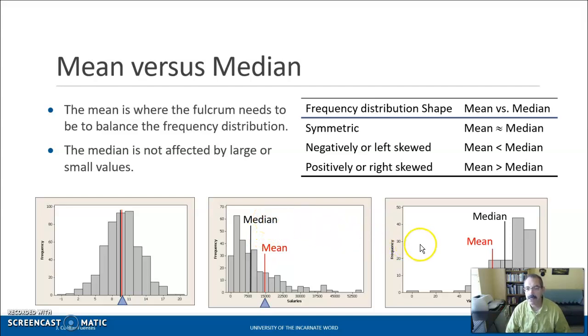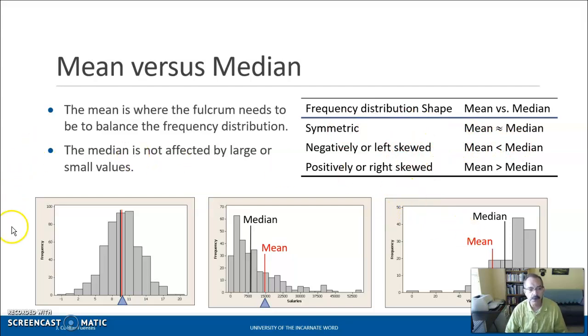Now, if you have a negatively or a left skewed distribution, then in this case, these smaller observations are going to force the fulcrum to move to the left. That is, the mean is going to be pulled towards the left with respect to the median. The median is more or less where 50% of the data is, to the left and to the right of it. So again, what I'm showing on the figures here is what I'm showing on this table here.